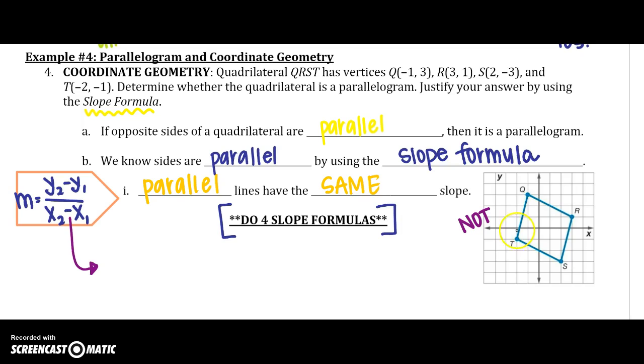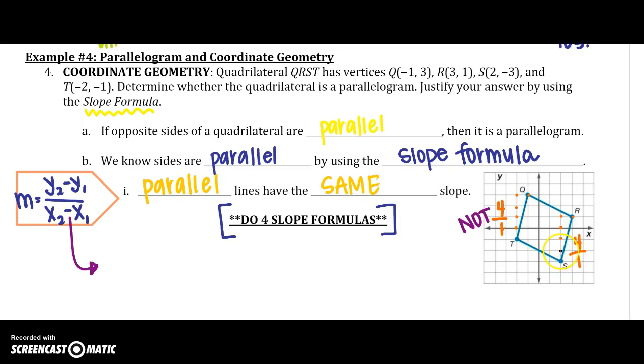Remember, rise over run. So QT will go 1, 2, 3, 4 over 1. And then RS, 1, 2, 3, 4 over 1. So we're in good shape for right now. Let's try the other one.